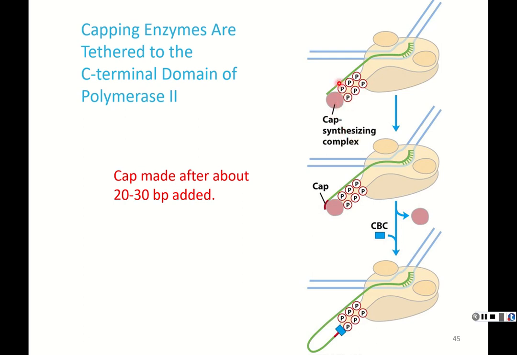And actually, once that messenger RNA reaches it, the 5' end reaches that enzyme, and it caps it. The cap is made after about 20 to 30 base pairs have been added to the messenger RNA. Once that cap has been added, that capping enzyme leaves, and you get this cap binding enzyme that binds the cap of that 5' end and sticks it there to the C-terminal domain of polymerase 2.